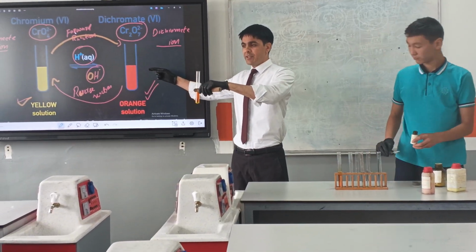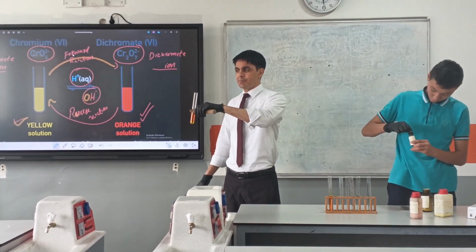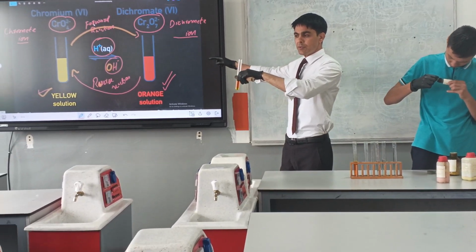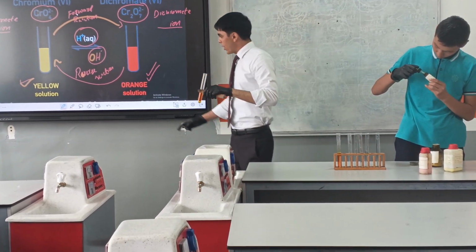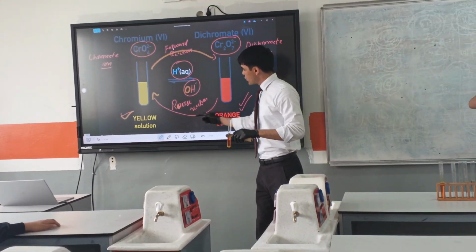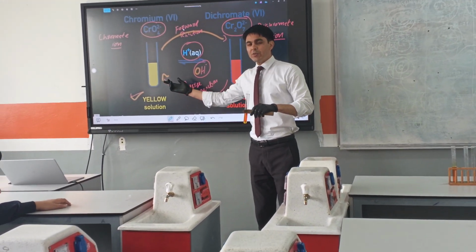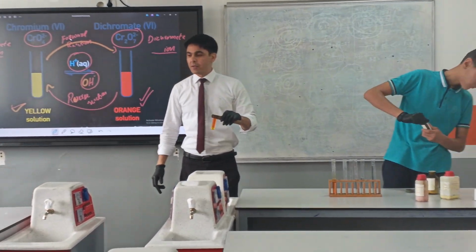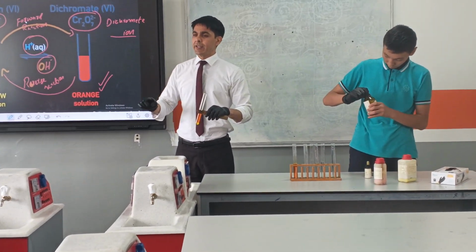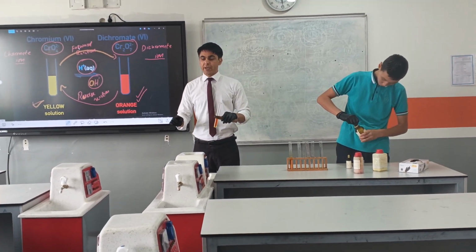Now, was it the forward reaction or the reverse? It was the forward reaction because yellow turned to orange. Now, if you want the reverse reaction, meaning orange to yellow, what do we have to add then? Not acid. In this case, we have to add alkali, sodium hydroxide.